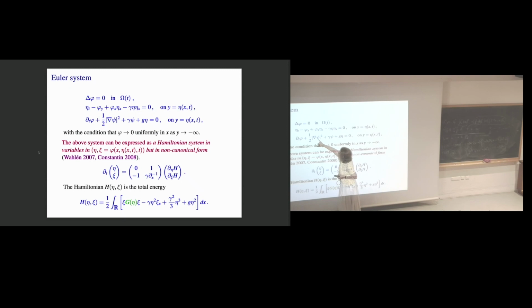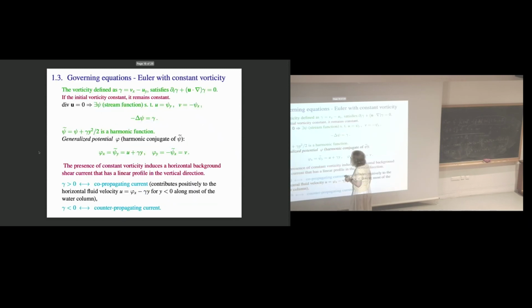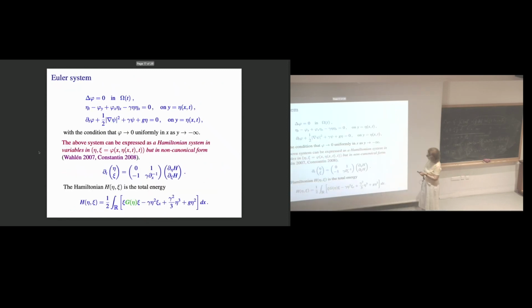But here, it's not a typo, it's really psi. Psi, which we remember, is related to phi through psi tilde, which is related to psi. Okay? So I saw this equation and I was worried, but it's not a typo. But then that's a very non-trivial observation, that this Euler system is equivalent to this Hamiltonian system, which is written in non-canonical form, as you see, this matrix has an entry here which is not zero, and so the variables are the same as before: eta, the surface elevation, and xi, the trace of this potential.